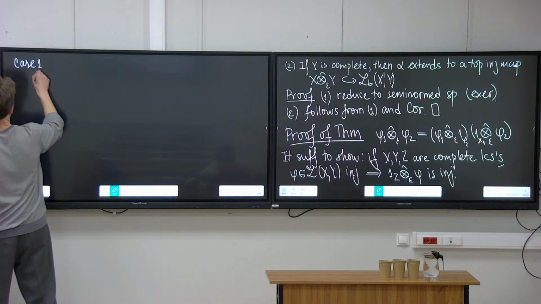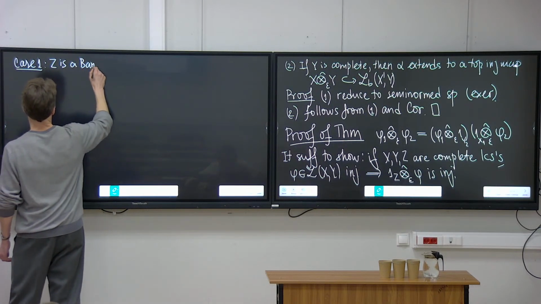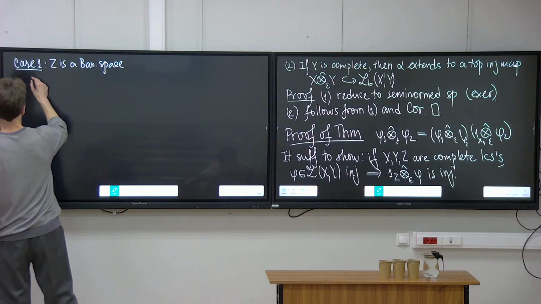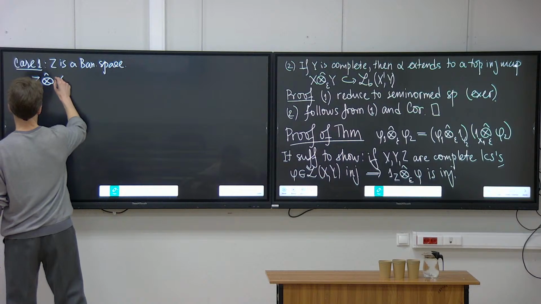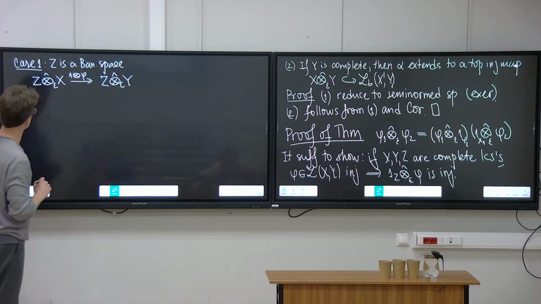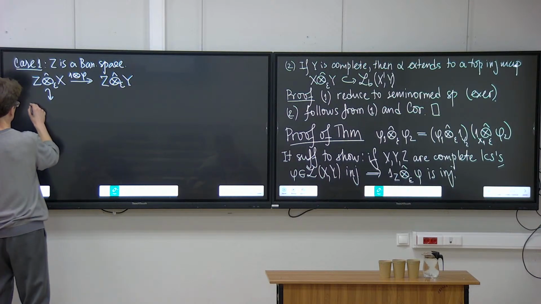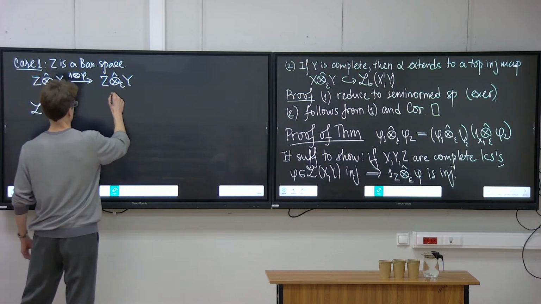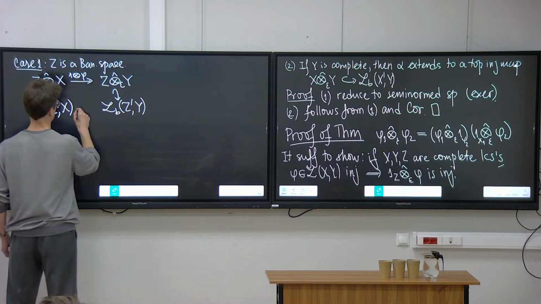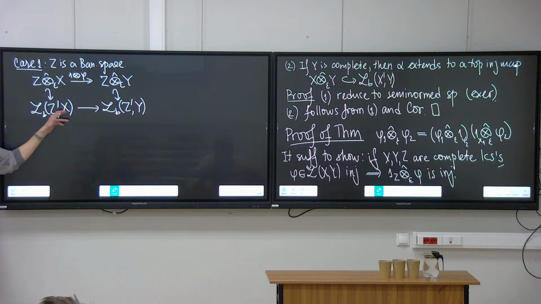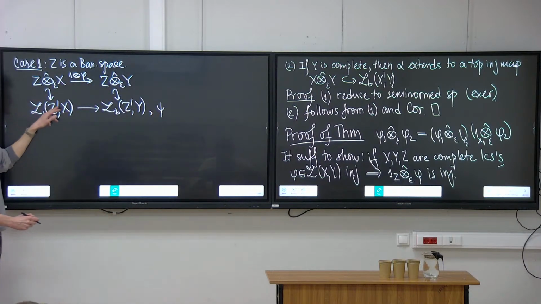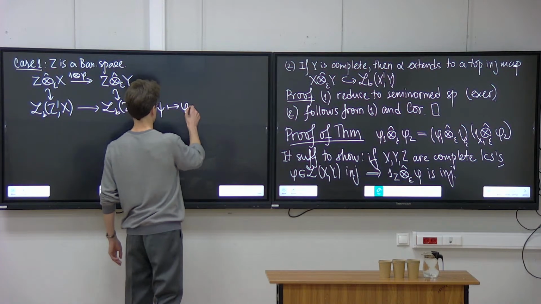Case 1, z is a Banach space. In this case, we have the following picture. So z tensor x, z tensor y. This is our map 1 tensor phi. Here we have the embedding of the space into L of z prime x, and into LB of z prime x, and this embeds into LB from z prime to y. And here we have a map from here to here, which is also induced by phi. It takes every psi, so psi sits in here, to psi composed with phi.